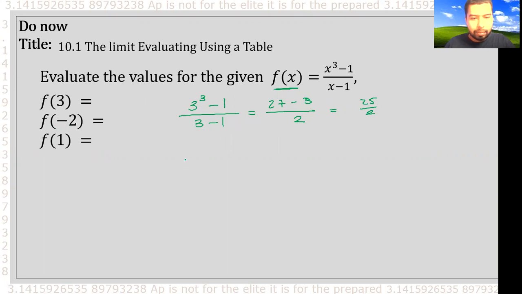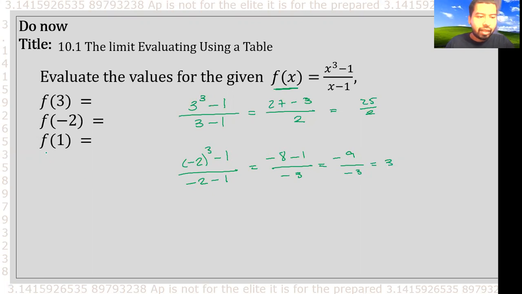The next one has evaluating the function at -2. The same procedure: -2 to the third power minus 1 over -2 minus 1. -2 to the third power is -8, so this gives us -8 minus 1 over -2 minus 1. That gives me -9 over -3, which simplifies to +3.